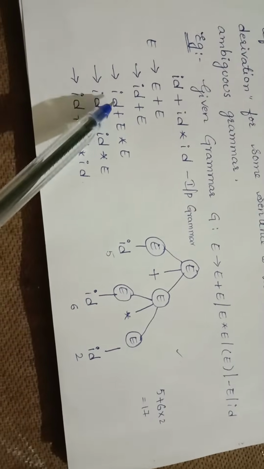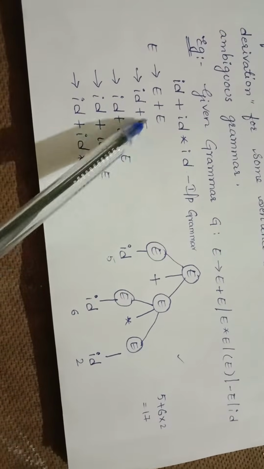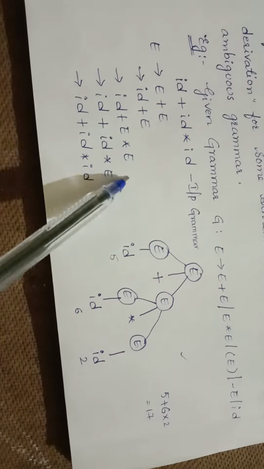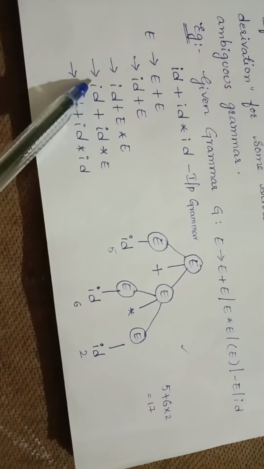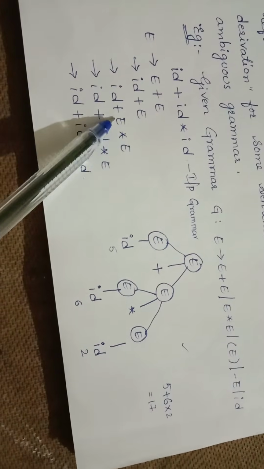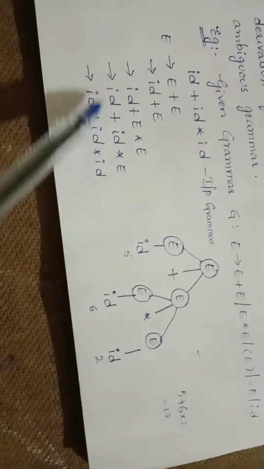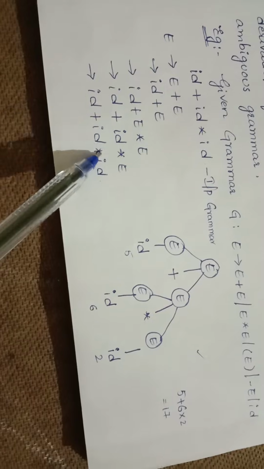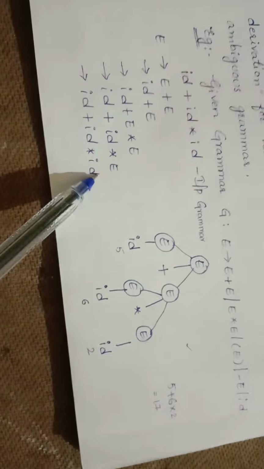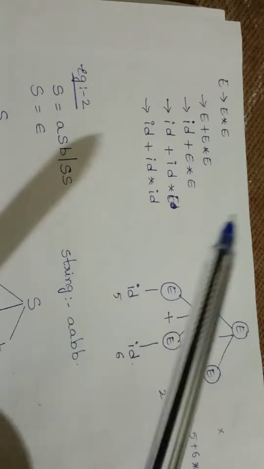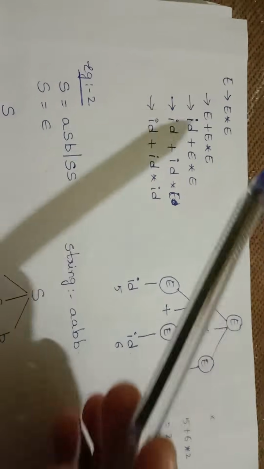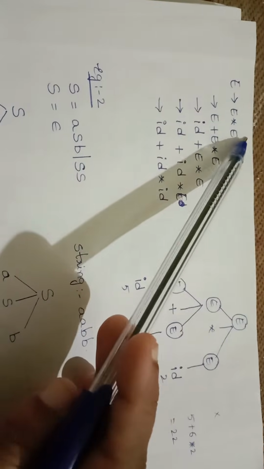E tends to ID plus, in place of E, we are substituting E star E, and E tends to ID plus, in place of E, we are substituting ID star E, and E tends to ID plus ID star ID. Now the other derivation: E tends to E star E. By using this we are trying to derive the input string.